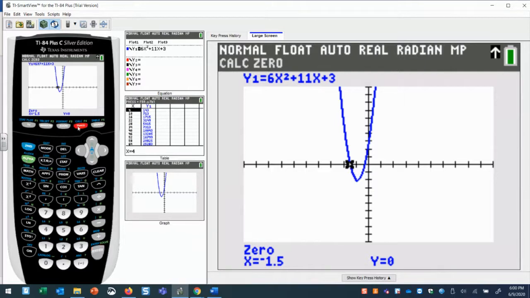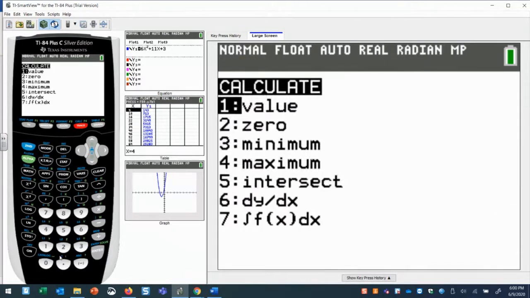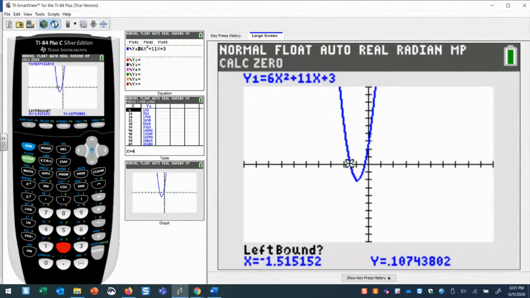Now I'm going to find the coordinate of the right side x-intercept. Again, second trace, number 2, left bound. This time, left bound is below the line. So hit enter. Right bound is above the line. Enter. Then enter one more time to give me my coordinate, negative 0.33, comma 0.